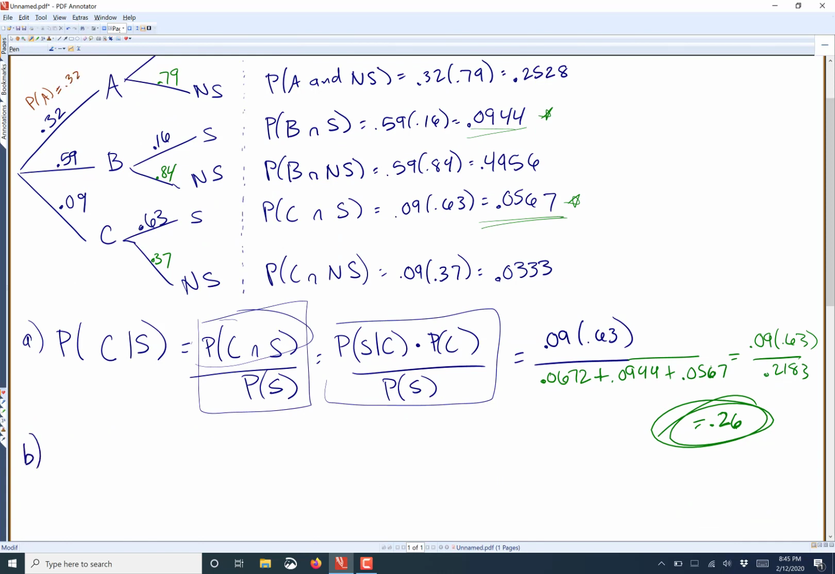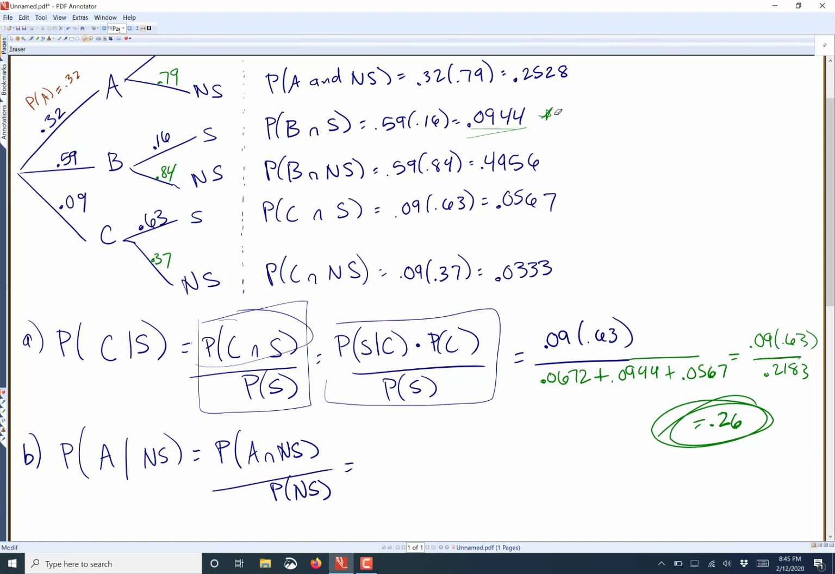So let's try B. It says if the person has a virus but doesn't exhibit any symptoms. So if they don't have symptoms, that will be our given part, then what is the probability that they have strain A? Again, we're going to do the exact same thing. So conditional probabilities, this will be the probability of A and no symptoms, divided by the probability of no symptoms. So A and no symptoms.